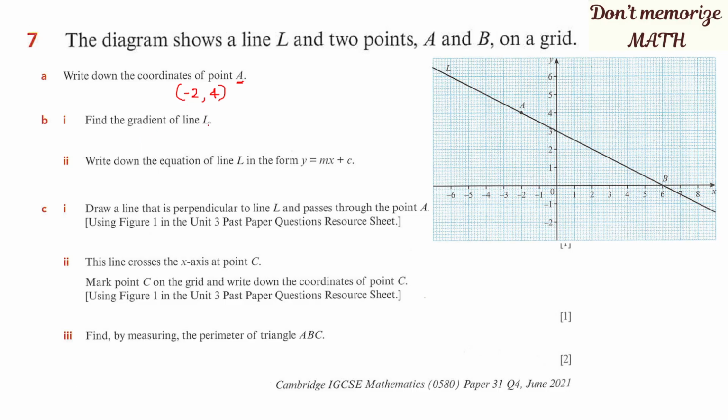Then find the gradient of the line L. Okay, so we need to find the gradient. So for gradient you can choose any 2 points. Here I am choosing A and B itself. Here they have already marked 2 points. So first point you can take as A, that is minus 2, 4, and next point I am taking B. B's x coordinate is 6, y coordinate is 0. So B is 6 comma 0. You can use any method. You can make a triangle and use rise over run, or difference in y over difference in x. Any method you can use, no problem.